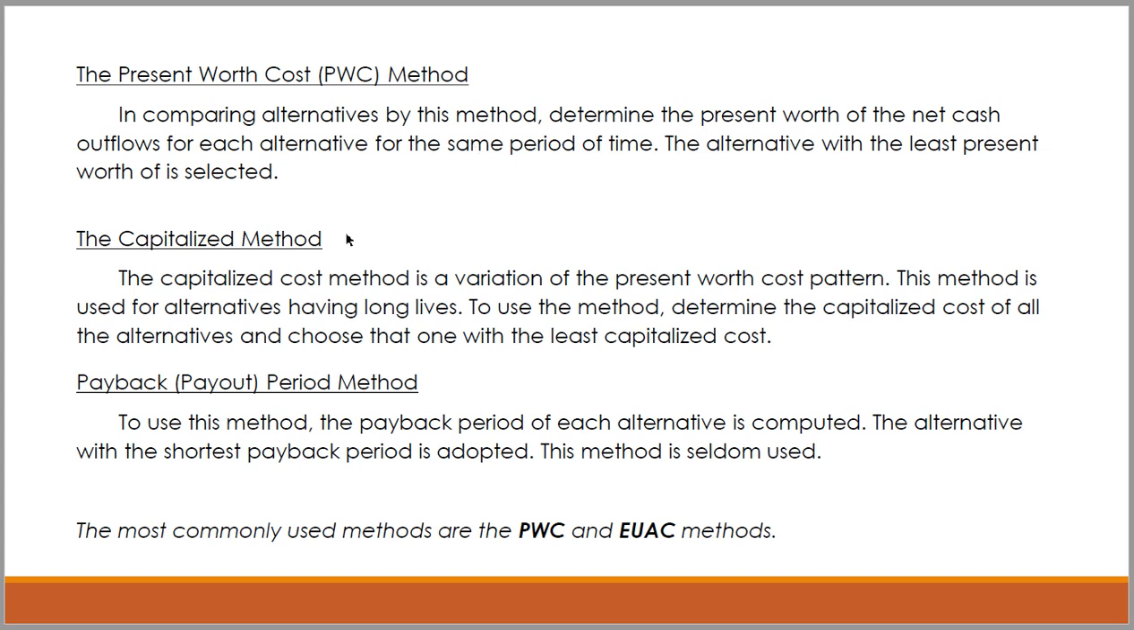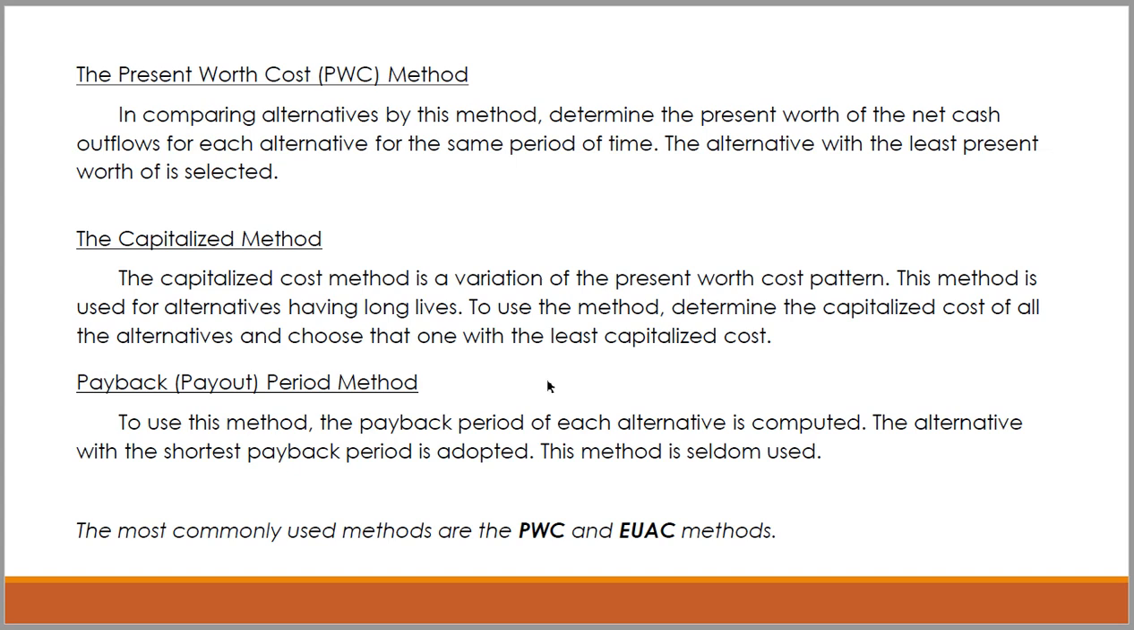And the least used or seldom used method is the payback or payout period. In the payback or payout period, we're going to compute the number of years, usually years, it takes to recover our investment. So whichever is the fastest. For example, we have alternatives A and B. The payback period of alternative A is 5 years, and the payback period of alternative B is 7 years. Then definitely we're going to choose alternative A, because our initial investment is recovered faster.